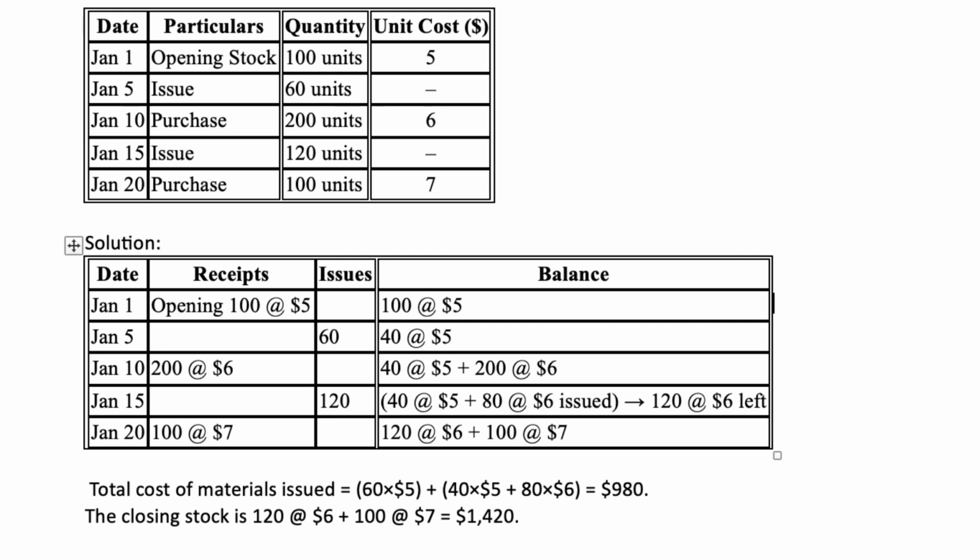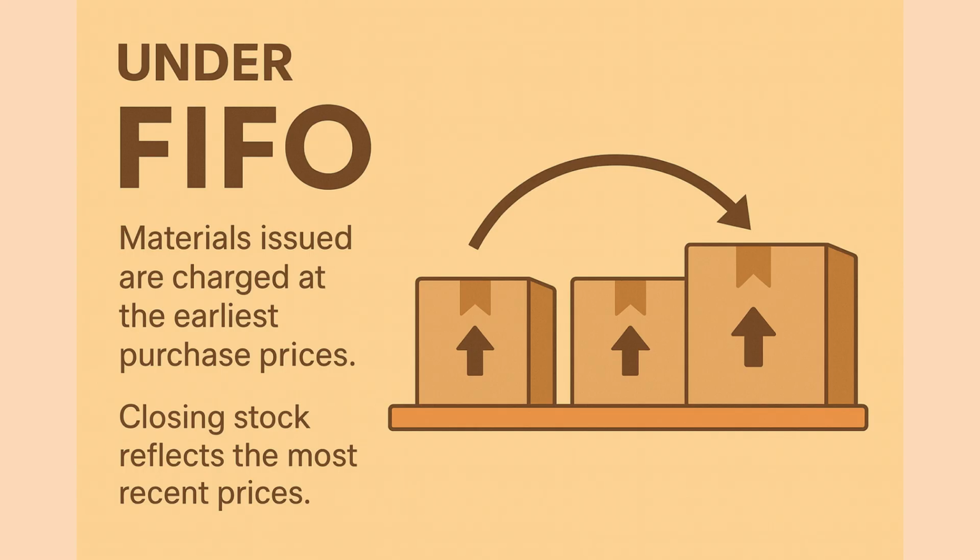The closing stock value is 120 at $6. That's 720. Plus 100 at $7. That's 700. Total closing stock value, $1,420. So under FIFO, materials issued are charged at the earliest purchase prices, and the closing stock reflects the most recent prices.